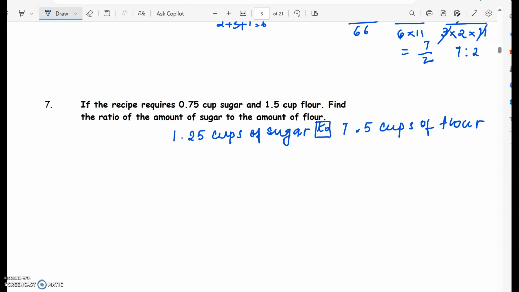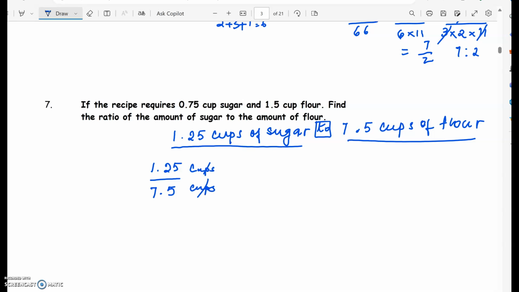So here we are given the ratio of sugar to flour. Notice that the ratios are in the decimal form. We want to convert it to the whole number form so we can think more clearly if it's in whole numbers. So a ratio can always be written as a fraction. So that's 1.25 divided by 7.5. Okay. And both are cups. So that gets cancelled. So that is sugar to flour ratio.